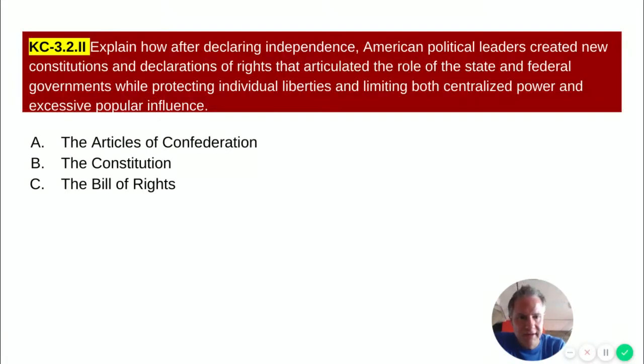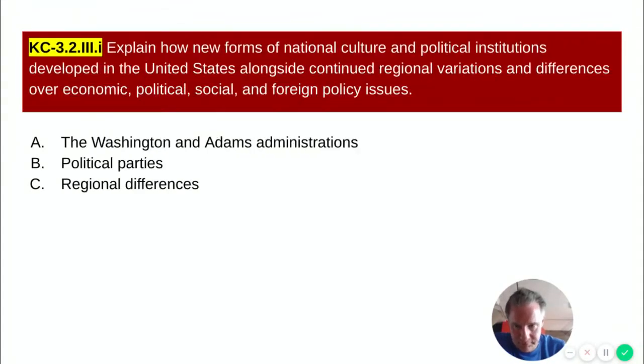And so the Bill of Rights was added to the Constitution as the first 10 amendments to protect those individual liberties and individual rights of people from arbitrary government interference.